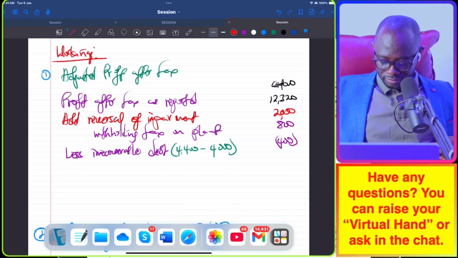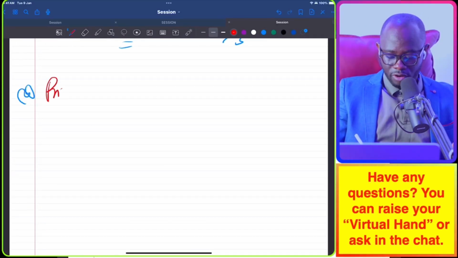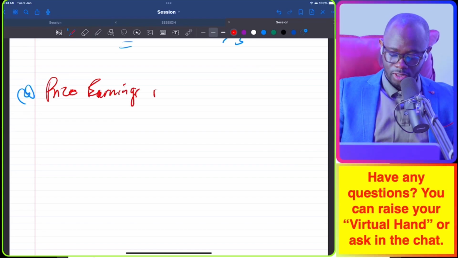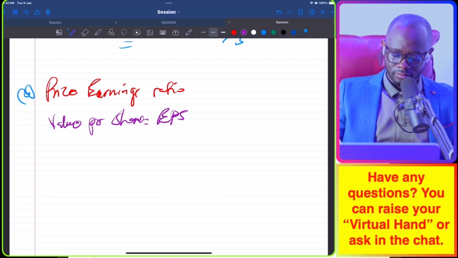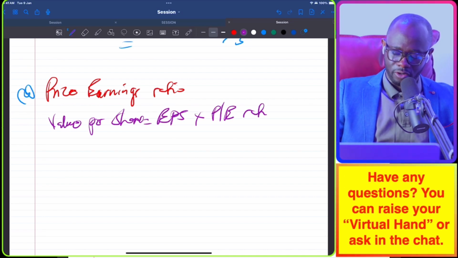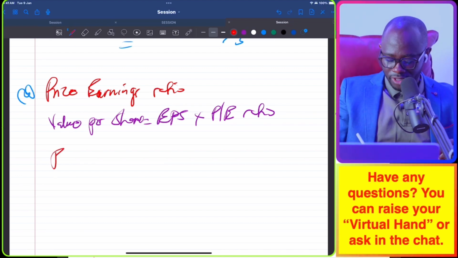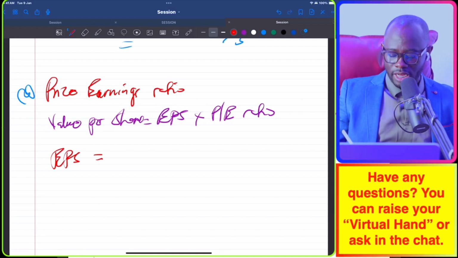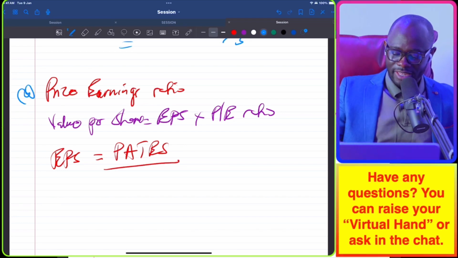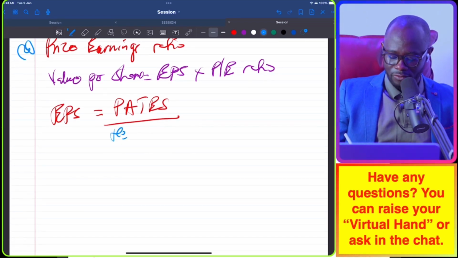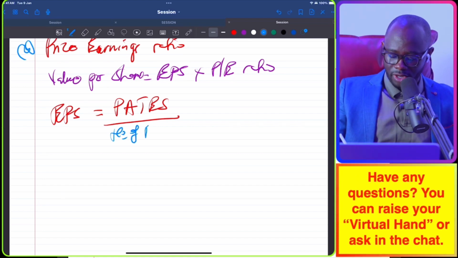Okay, let's go to the next one. PE ratio. So, price earnings ratio. What is the value per share here? EPS multiplied by the PE ratio of the proxy firm. And as we mentioned here, for some reason they said don't adjust, but let's calculate the earnings per share. Earnings per share is what? Profit attributable to equity shareholders, you write that in full, okay? Divided by the number of equity shares.